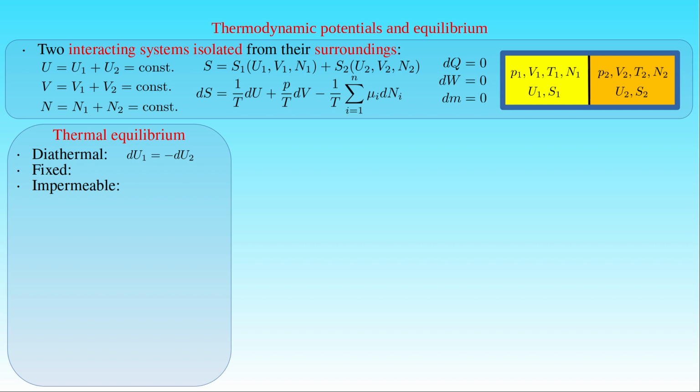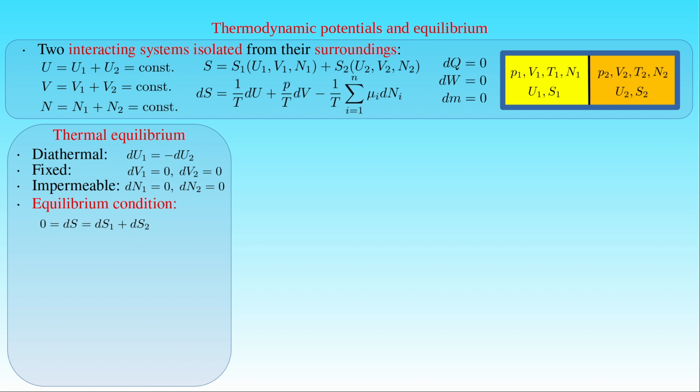Since the wall is fixed and impermeable, the differentials of volumes V1 and V2, and the numbers of particles N1 and N2 vanish. If we suppose that the temperature T1 is greater than the temperature T2, then the net heat flows from the warmer subsystem to the colder one. That is, the change in the internal energy U1 of the warmer subsystem is negative, whereas the change in the internal energy U2 of the colder one is positive. During the thermalization of the system, its entropy S increases and reaches its maximum at equilibrium. Then the condition for thermodynamic equilibrium is that the differential of the entropy S of the isolated system vanishes.